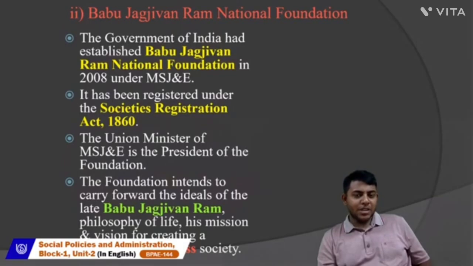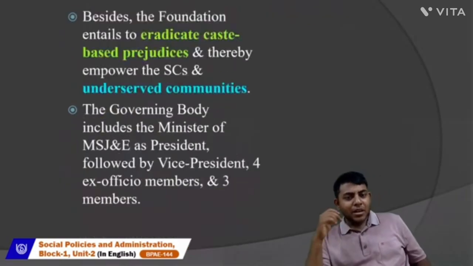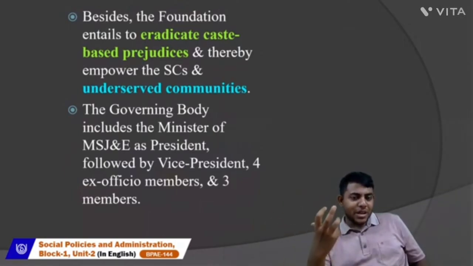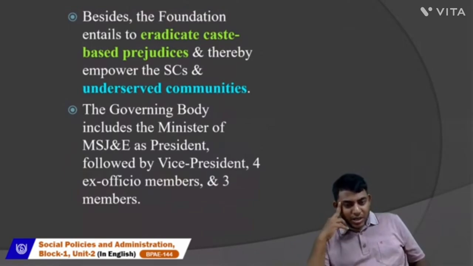So this Babu Jagjeevan Ram National Foundation intends to carry forward the ideals of the late Babu Jagjeevan Ram, his philosophy of life, also his mission and vision for creating a casteless and classless society. Besides, the foundation entails to eradicate caste-based prejudices and thereby empower the SCs and the underserved community. So the governing body includes the Minister of Social Justice and Empowerment as president, followed by the vice president, as well as 4 ex officio members and 3 other members.